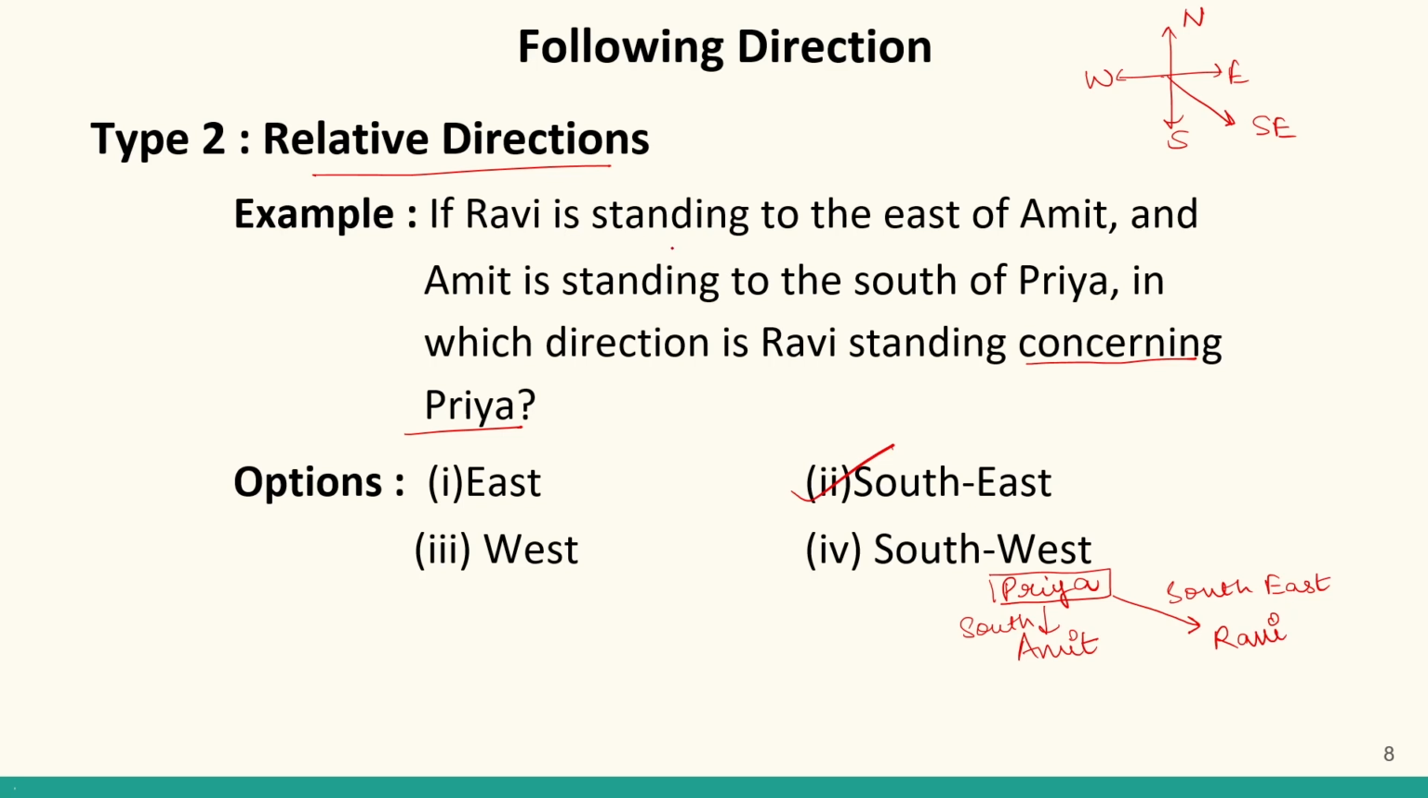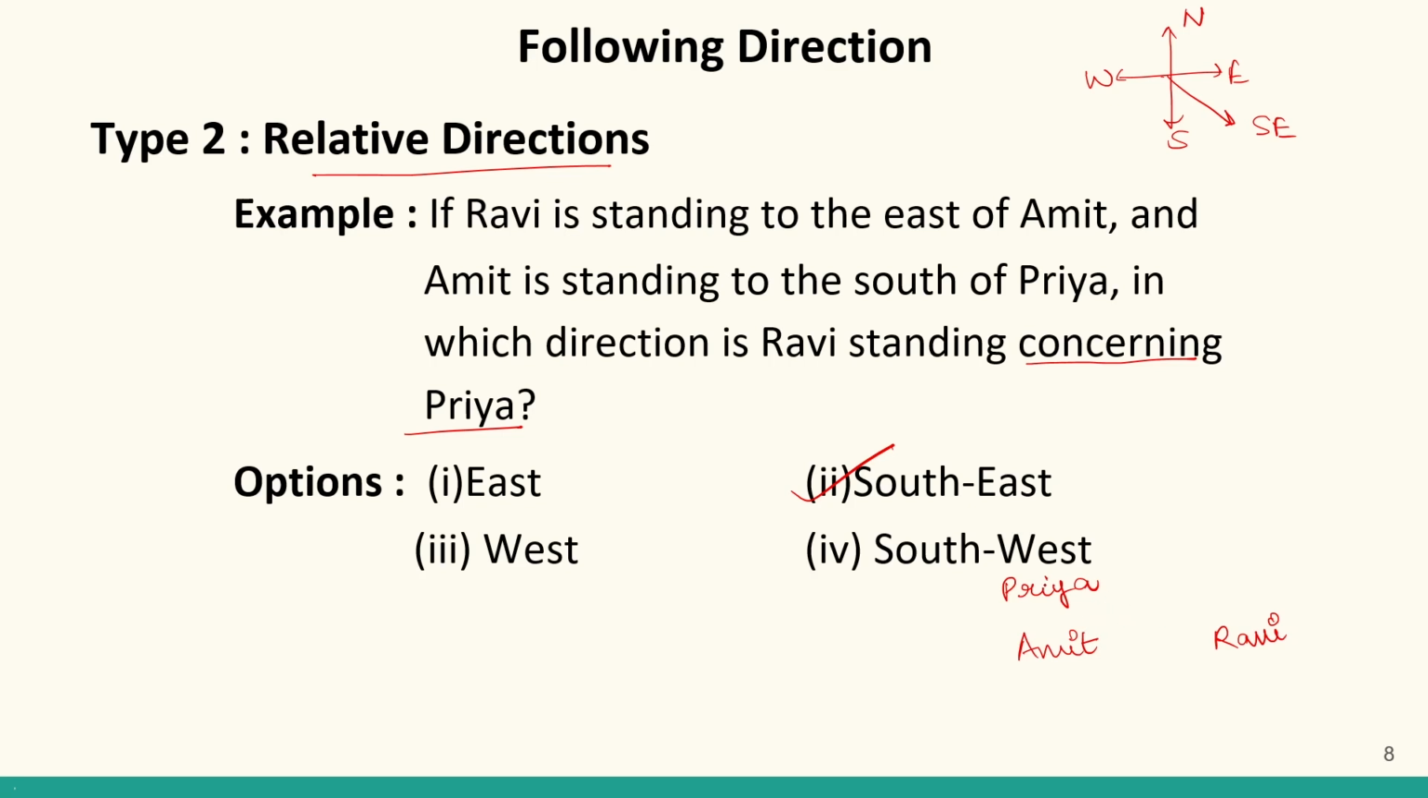So in relative directions questions, basically you have to understand that we have to find the direction with respect to the person mentioned in the question. So in the question it is concerning Priya. Let's change the question a little. If the question said what is the direction of Amit with respect to Priya, then in that case it would be south.